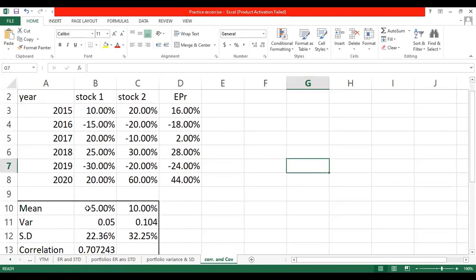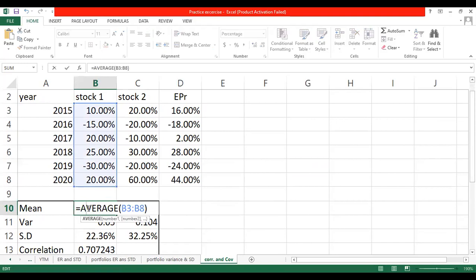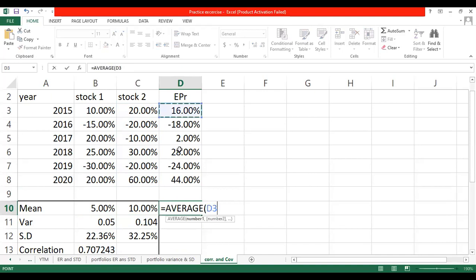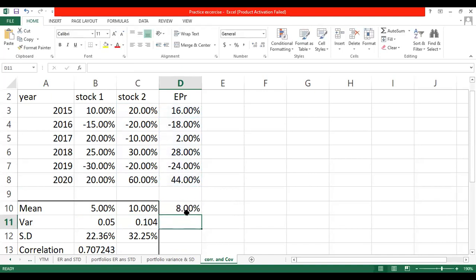Now just calculate the mean of a single asset return here, and these are the average returns of a single asset. And in the same way, if you want to calculate the average return of a portfolio, these returns are very simple. Just taking the average, you will see the average portfolio return is 8% there.